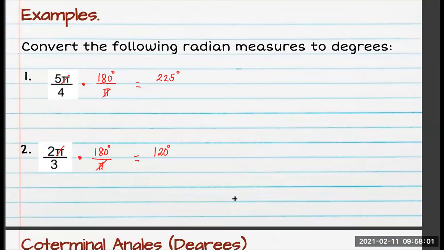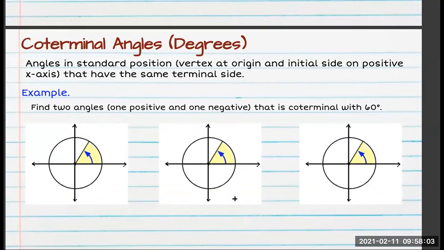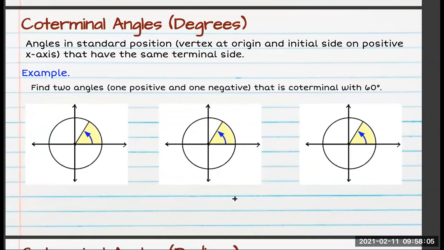Okay, we have just 2 minutes left. Let's see what can be done here. Okay, so coterminal angles. Coterminal angles are angles in standard position. When we say angles in standard position, the vertex is at the origin, the initial side is on the positive x-axis. So we're just looking at the terminal side, all right? Okay, so coterminal means they have the same terminal side, all right?